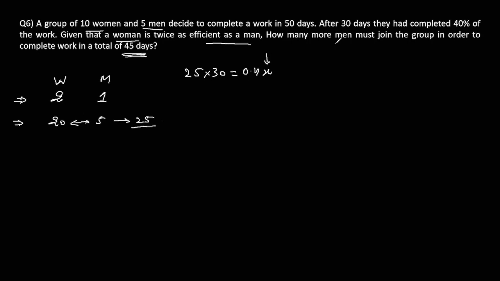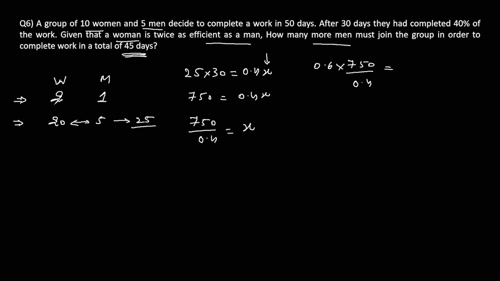Now, how many more men must join the group in order to complete the work in 45 days? So in 30 days, they would have finished 750 units of work, which is 0.4 of the total unit of work. Correct? Now, if I take 750 by 0.4, what will I get? I will get the total unit of work. The leftover work is 60% of this. So can I simply say 0.6 into 750 divided by 0.4 is the pending work.